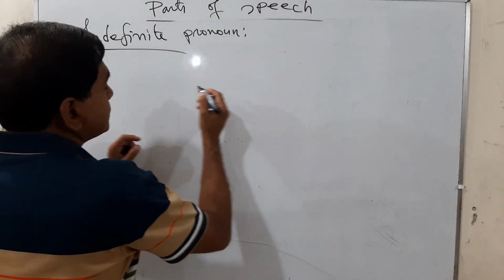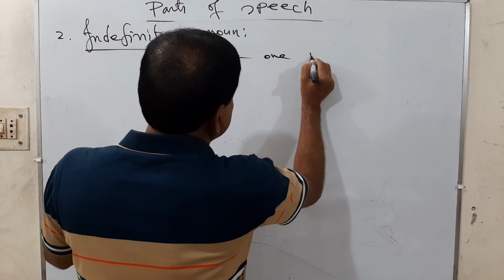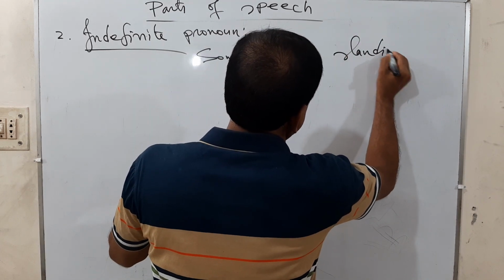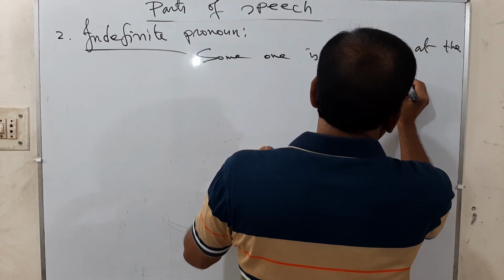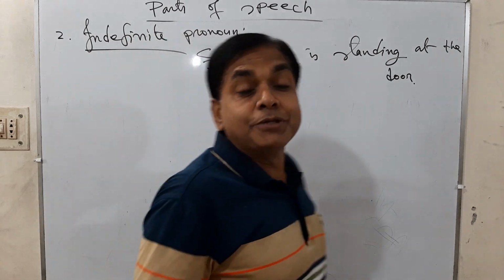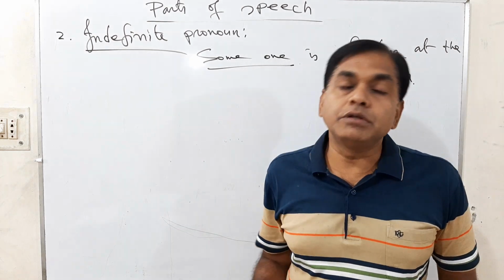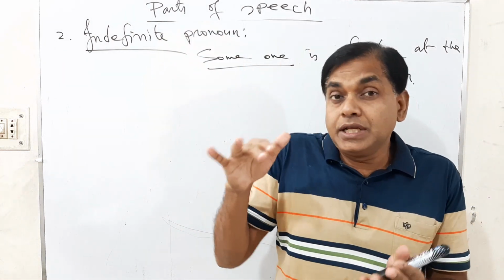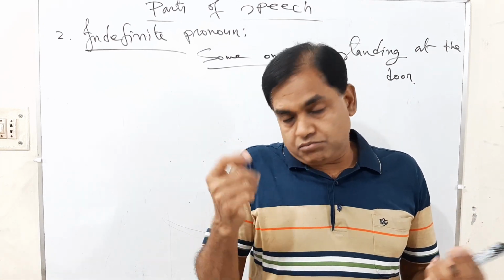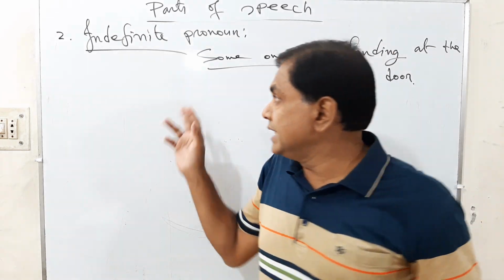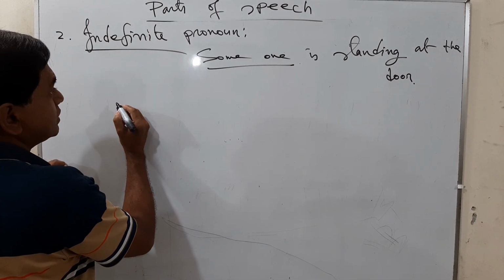Look at it, please. Someone is standing at the door. Someone, but you don't know who that person is. That is indefinite. So, the pronoun which indicates some indefinite persons, places or things is called indefinite pronoun. In this way, someone, somebody, anyone, anybody, all of them are indefinite pronouns.